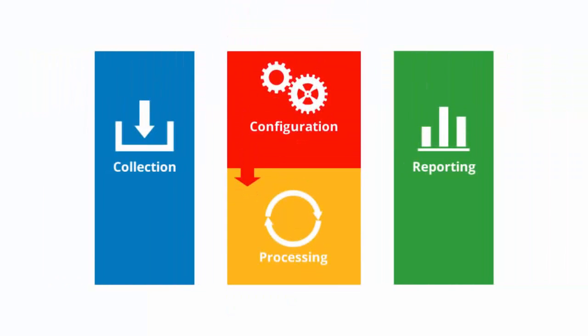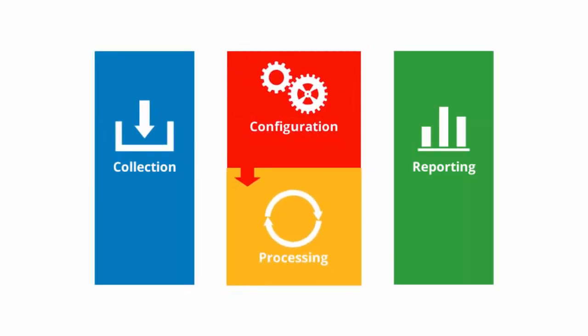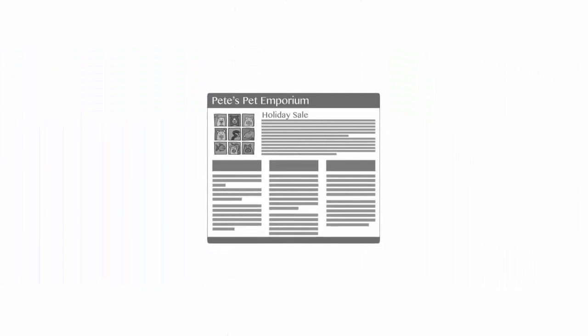When we talk about the platform, we're referring to the technology that makes Google Analytics work, and not just the data and tools you see in your account. There are four main parts of the Google Analytics platform: collection, configuration, processing, and reporting. All four parts work together to help you gather, customize, and analyze your data. Let's take a look at collection first.